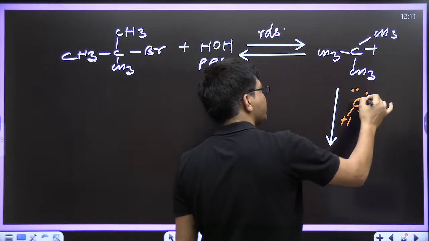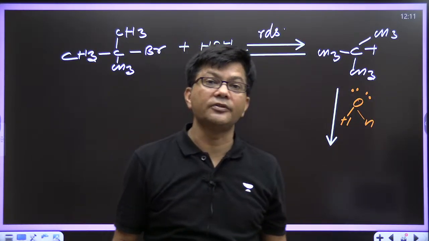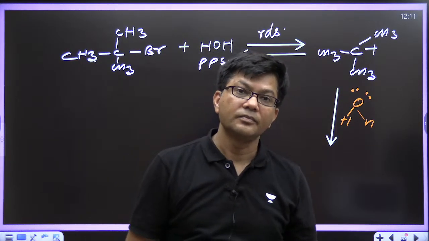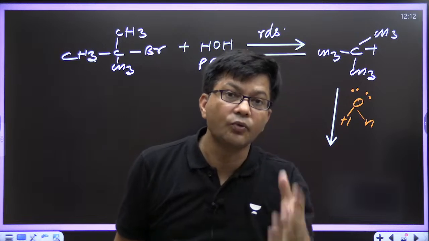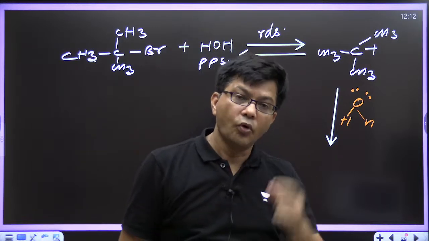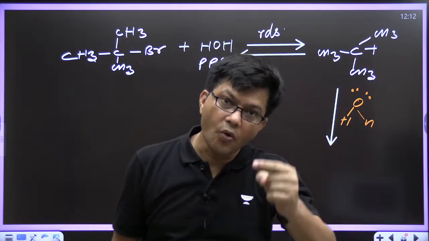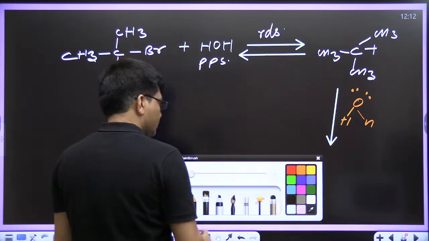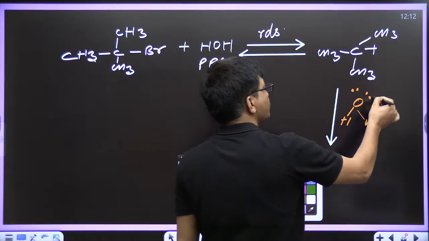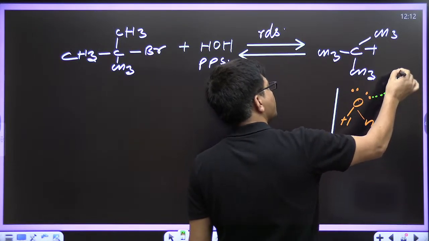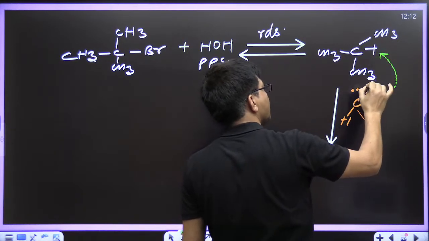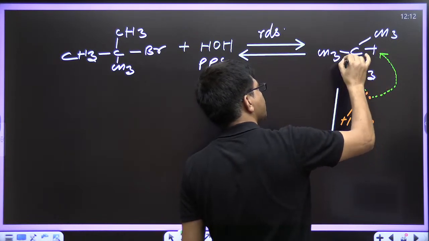Water is not OH negative. If water is OH negative, then NaOH and water, there will not be any difference. You can't find out any difference between water and OH. Water is water, NaOH is OH, OH is OH. So now this oxygen is going to donate its one electron to this carbon. It will attack from the front side as well as from the back side.